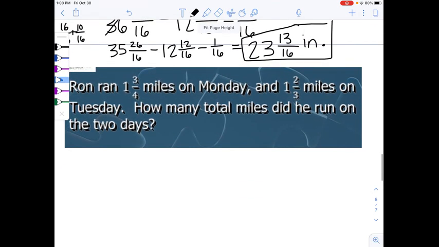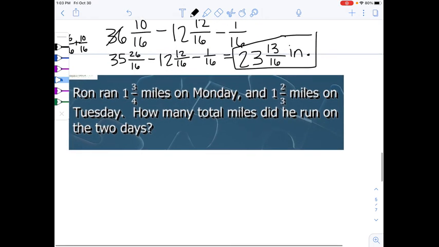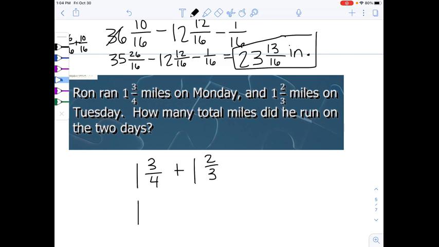All right, last one. Ron ran 1 3/4 miles on Monday and 1 2/3 miles on Tuesday. How many total miles did he run in the 2 days? So 1 3/4, I just add them together, 1 2/3. I need them to have common denominators.